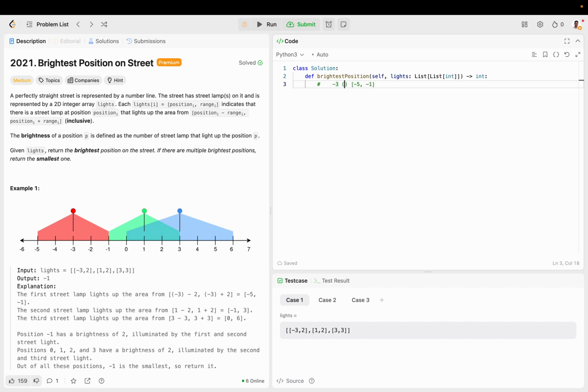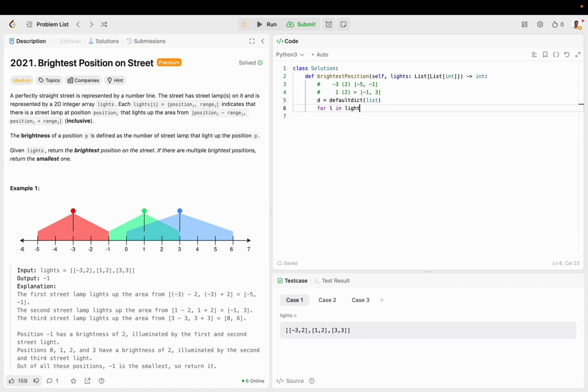Because it sweeps 2 to the left and 2 to the right as well. So 2 to the left of -3 is -5, 2 to the right of -3 is -1. And you would do that for everyone. So for 1, if you want to sweep 2, you would get the range of -1 and 3, because 1 minus 2 is -1 and 1 plus 2 is 3. So you do that for all the 0th index elements. And what we're going to do is keep it inside of a dictionary. And you'll see why in a second.